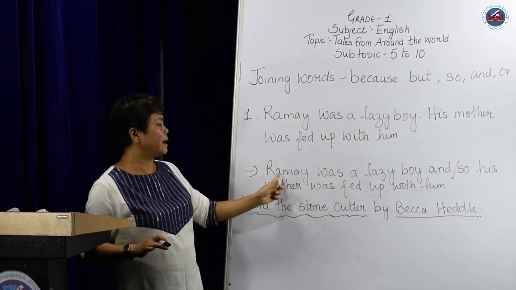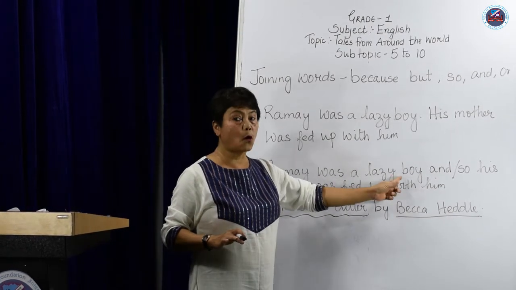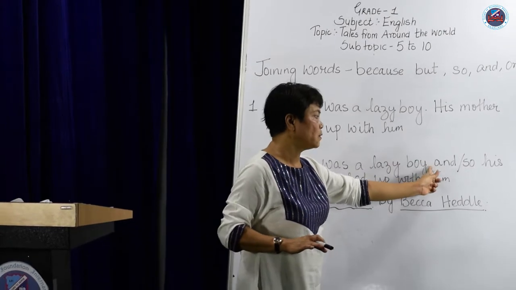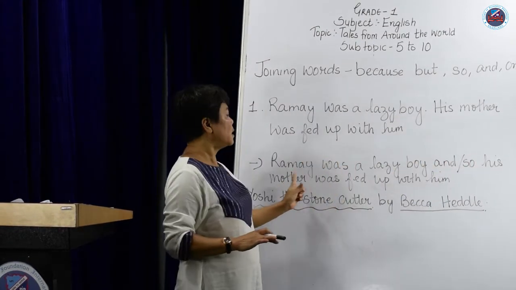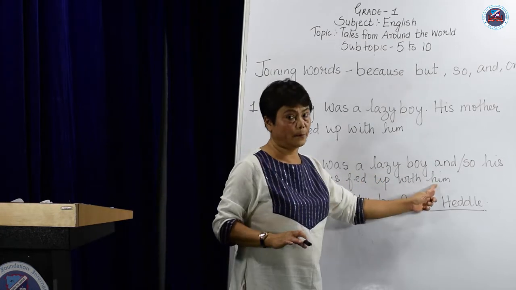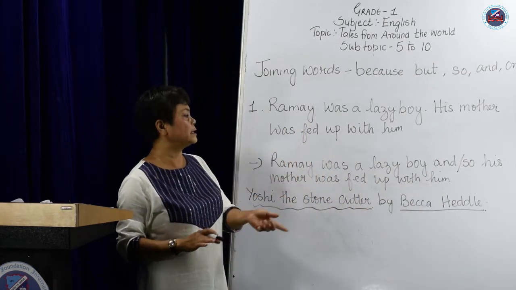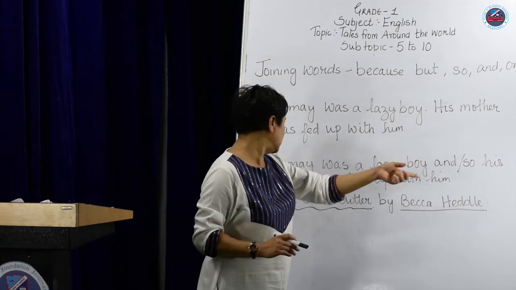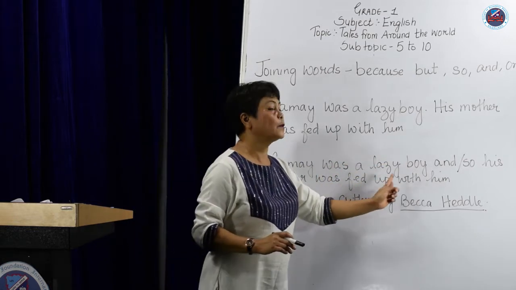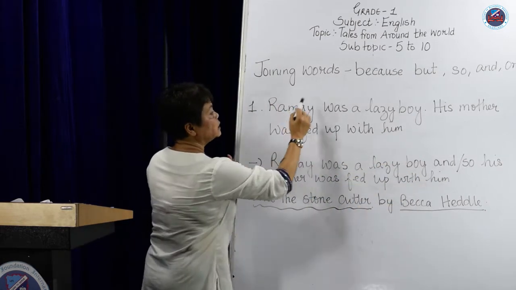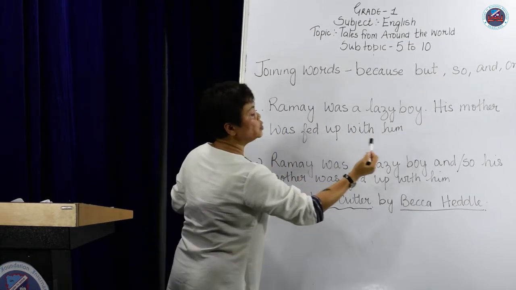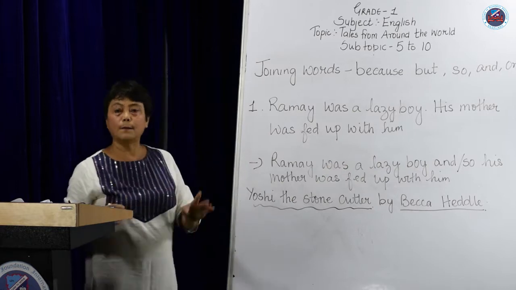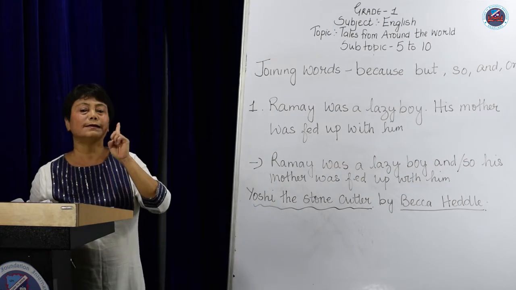Like, Rame was a lazy boy. You can use and or you can use so. And his mother was fed up of him. Next one: Rame was a lazy boy, so his mother was fed up with him. So these two simple sentences, after we use the joining words, become one compound sentence.